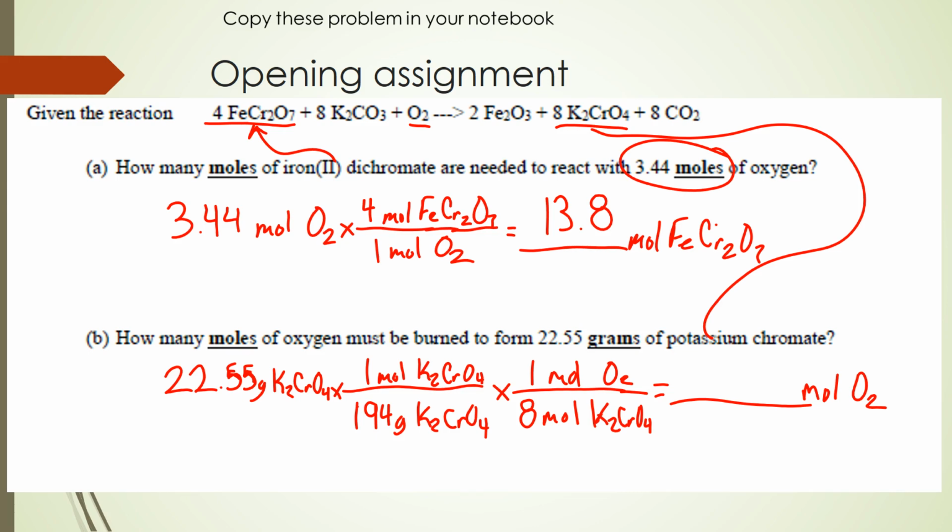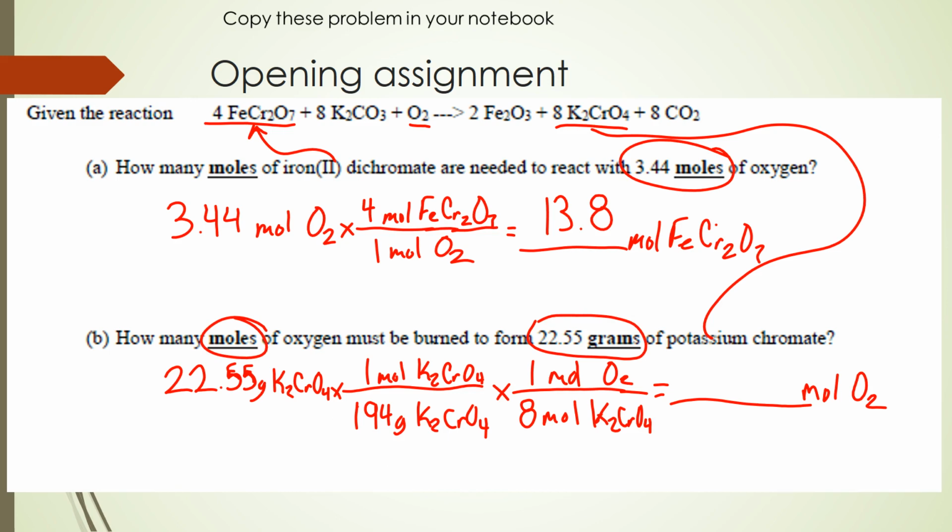Looking at the second one. Now, I just used whole numbers on my molar mass for this one for convenience for myself. You should always be going to 2 decimal places on it. So your answer may be slightly different than mine, but it should be close enough. All right. So for the next one, it says how many moles of oxygen must be burned from 22.55 grams of potassium dichromate. So this time we're starting in grams and we're going to moles.